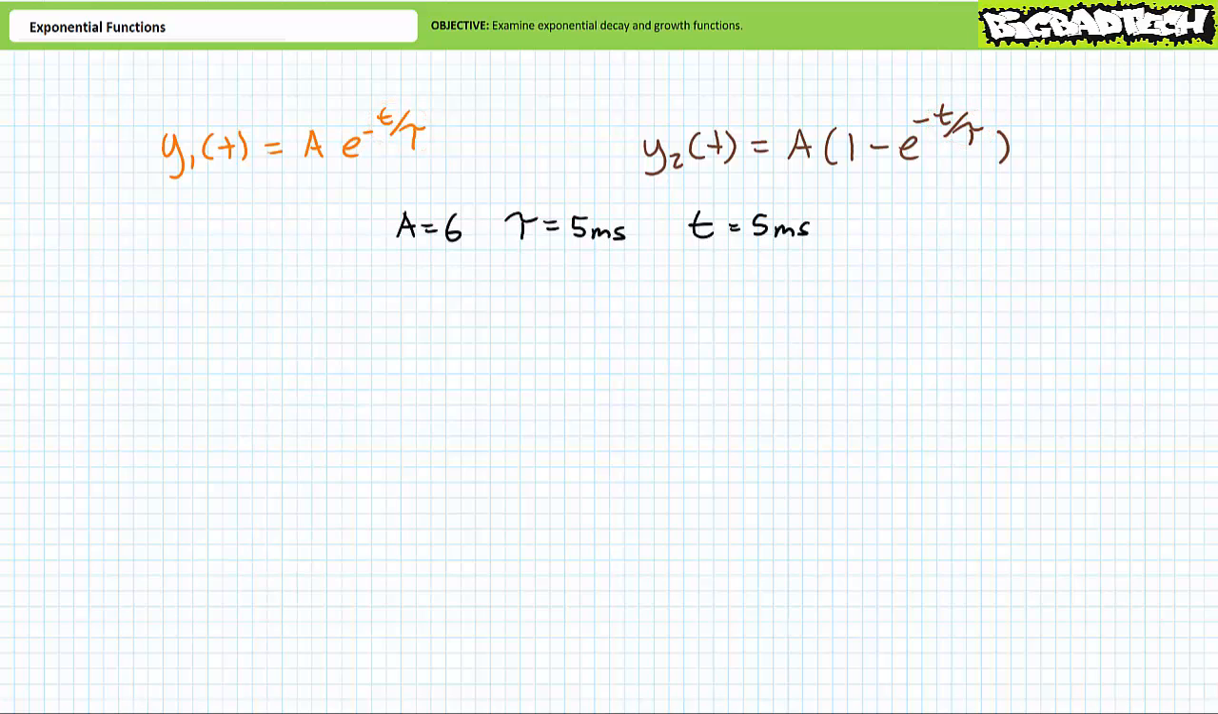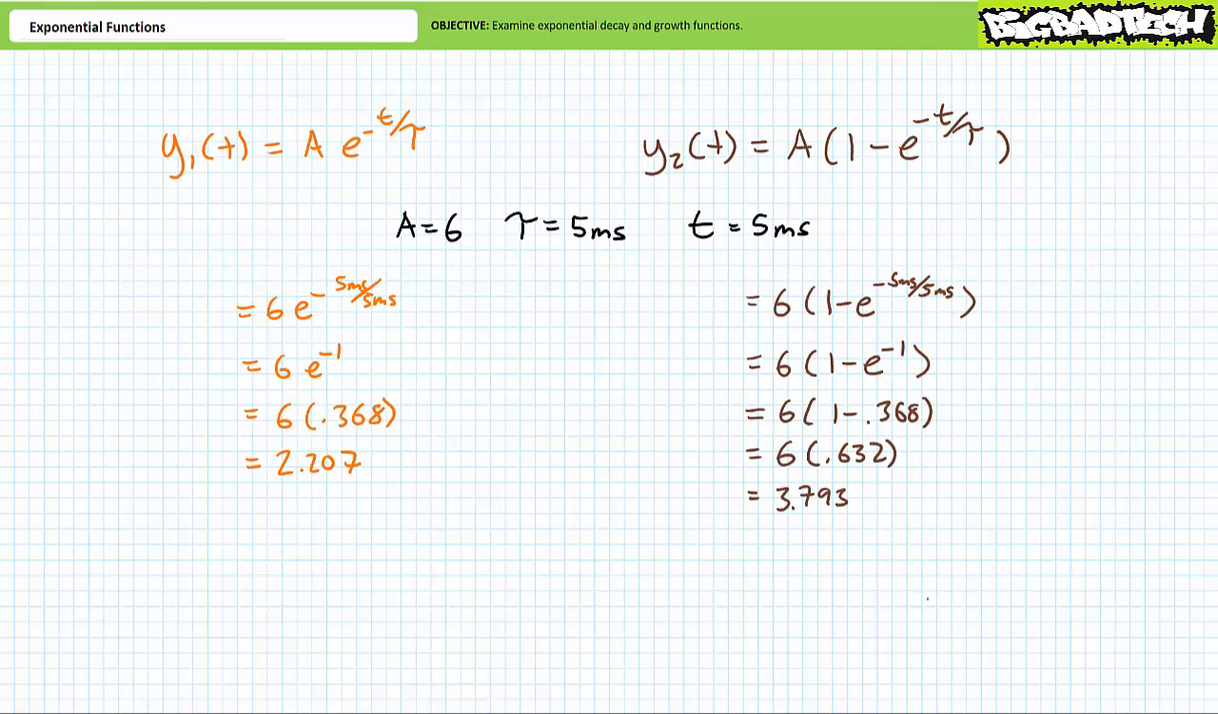Let's say our constant a equals 6 and our constant tau equals 5 milliseconds. And just for the heck of it, let's say we're being asked to evaluate both functions at time t equals 5 milliseconds. Let's evaluate the decay function first. Substitute in our constants a and tau. Then substitute in our time of interest. Negative t over tau is 5 milliseconds over 5 milliseconds. This ratio resolves itself to 1. 6 times e to the negative 1 is roughly 2.207.